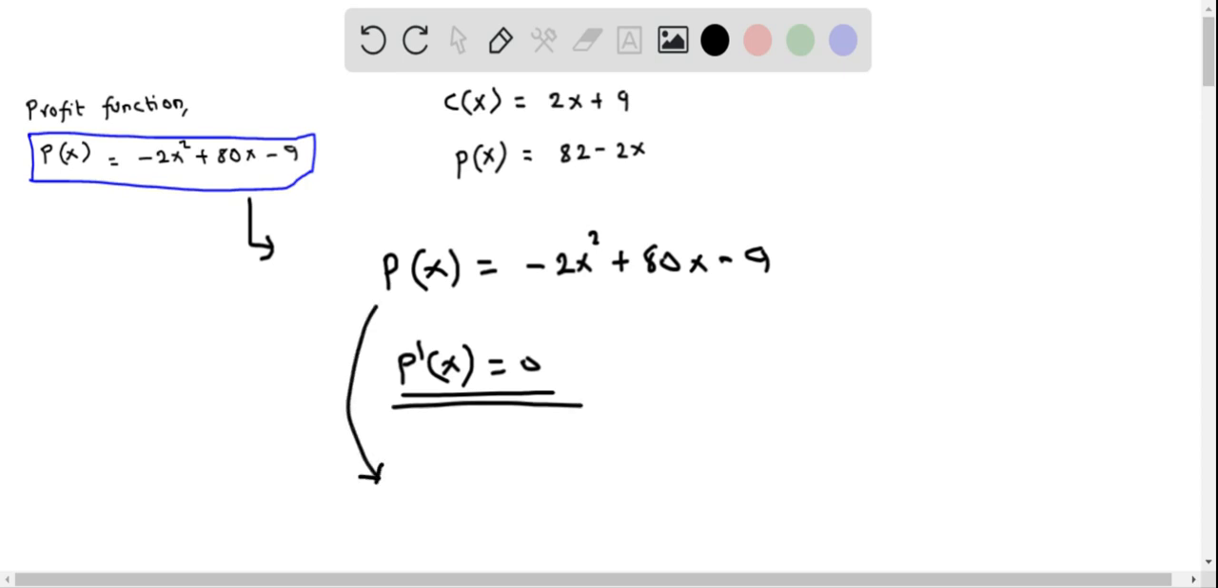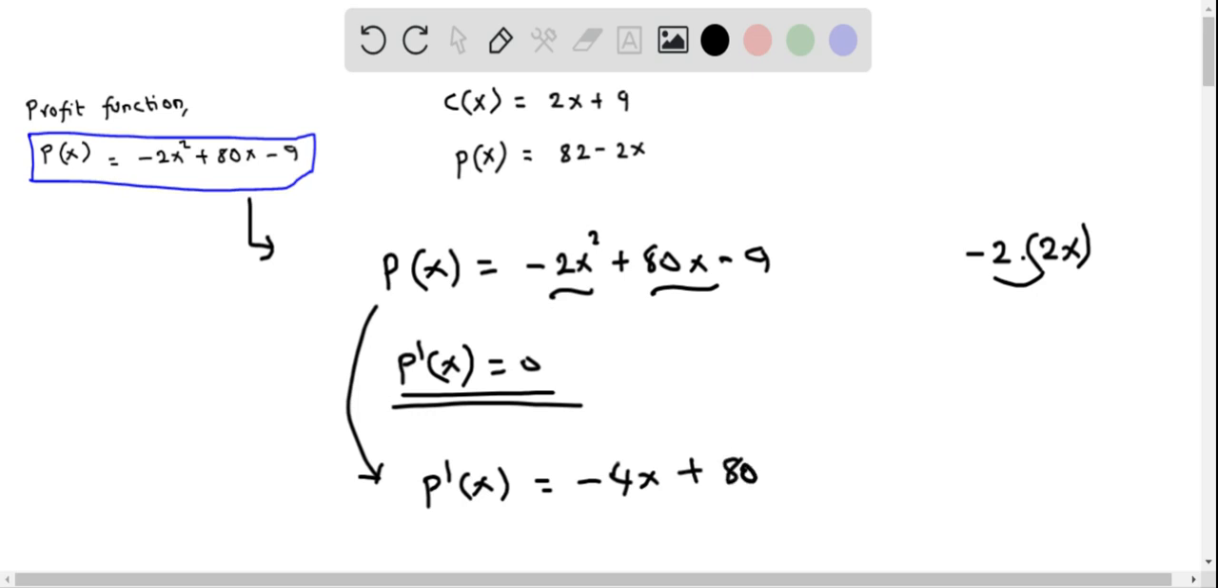So let's find the first derivative of the profit function. We differentiate both sides with respect to x. Therefore, the derivative of negative 2x squared is negative 4x when we use the power rule, because we have negative 2 times the derivative of x squared, which is 2x, and so negative 2 times 2 is negative 4, and then x, so it is negative 4x. And then the derivative of 80x is 80 times the derivative of x, which is 1, so it is plus 80. The derivative of negative 9, which is a constant, is 0. So we get negative 4x plus 80.